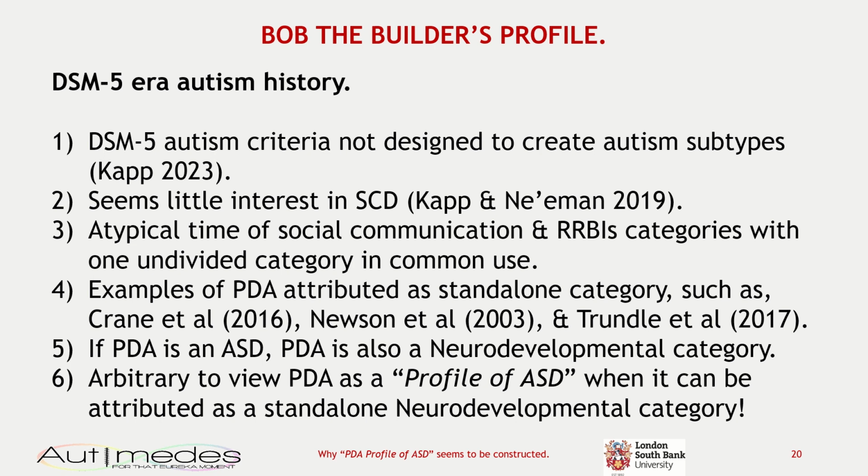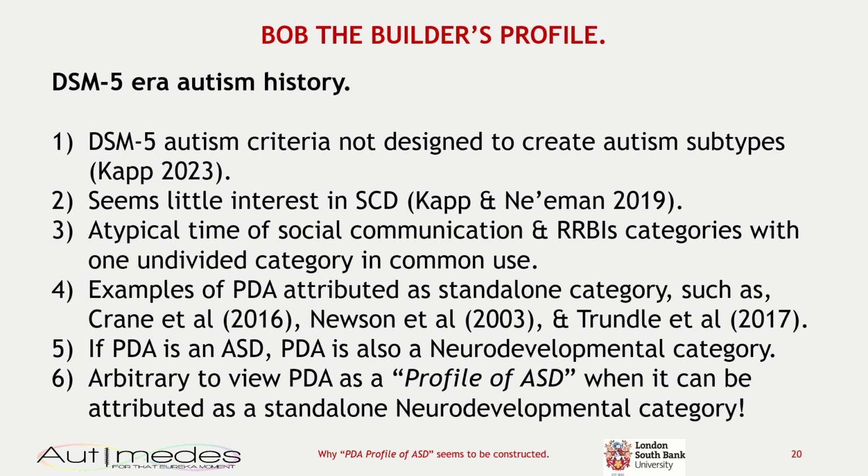There's also a broader issue in current practice and research that there seems to be little interest in social communication disorder, which is a residual category within the DSM-V for those who are not meeting threshold for autism. And this matters because there's a bit of a cliff edge now for those people. In the DSM-IV, anyone not meeting threshold for an autism diagnosis, for autistic disorder or Asperger's syndrome, would be given pervasive disorder not otherwise specified.